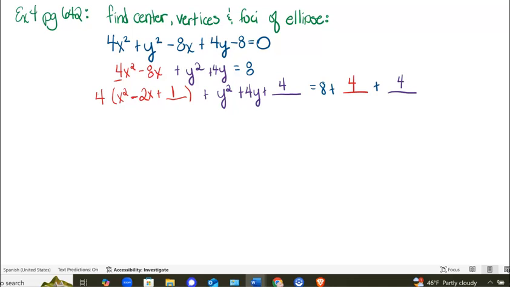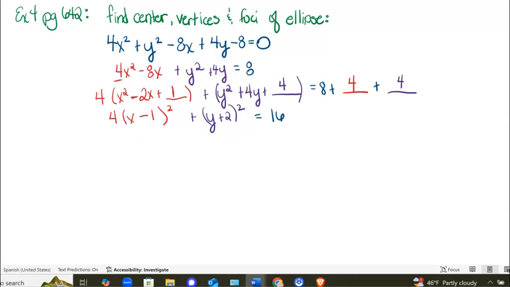So I'm going to factor my trinomial, which becomes x minus 1 squared. And then I'll factor the y trinomial, which becomes y, and I guess I could put parentheses around here so y'all can see that. That becomes y plus 2 squared. And then when I simplify the right side, I get 8 plus 4 is 16.